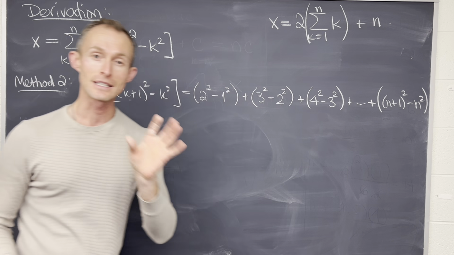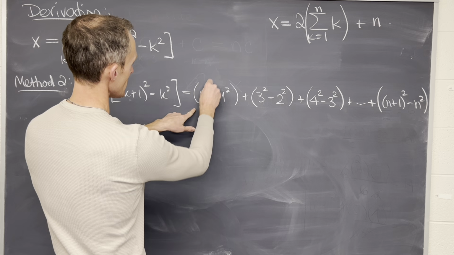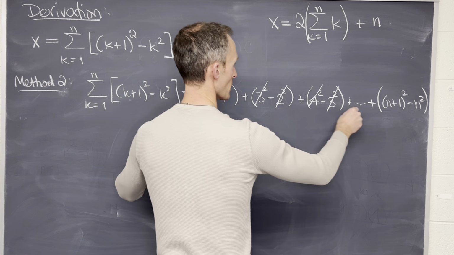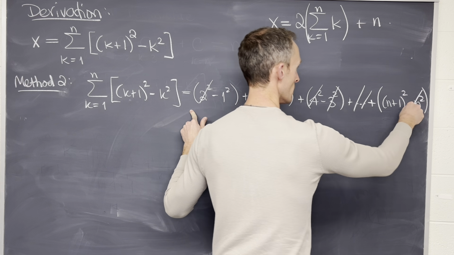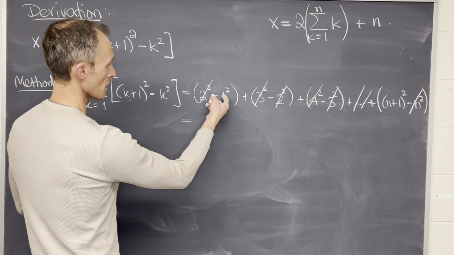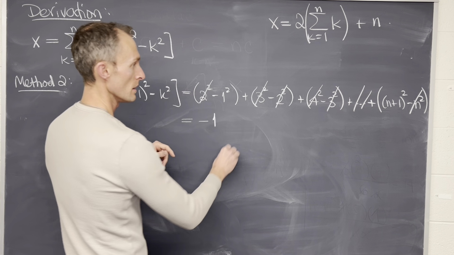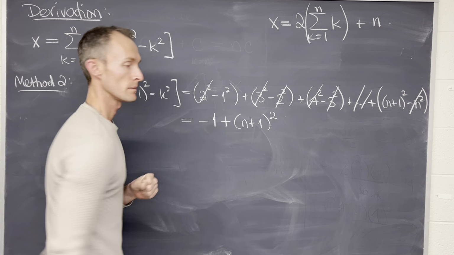And I recognize it as a telescoping sum, okay? How do I see the cancellations? I see that cancels this, that cancels this, that will cancel this, and that will cancel this. So what are the only terms that survive? The only terms that survive are minus 1 squared, so that's minus 1, plus (n plus 1) squared.